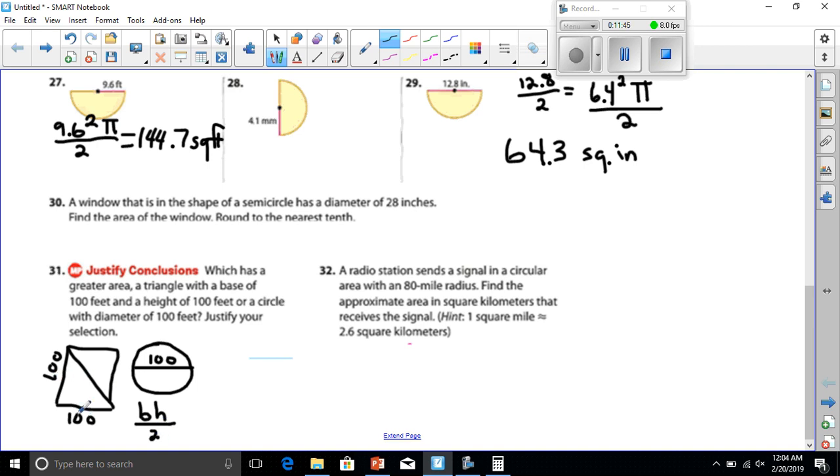Well, the base is 100, the height is 100, so 100 times 100 is going to be 10,000. Right? 1, 2, 3, 4 zeros. And now we have to divide by 2. So that's going to make it 5,000. So the triangle is 5,000 square feet.